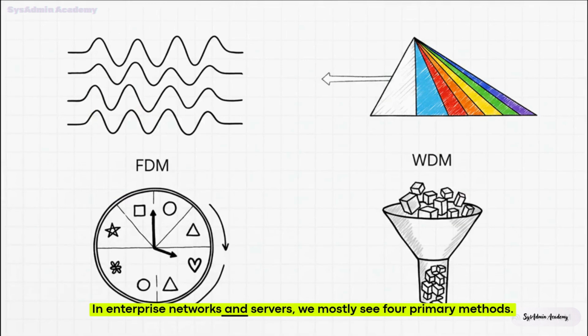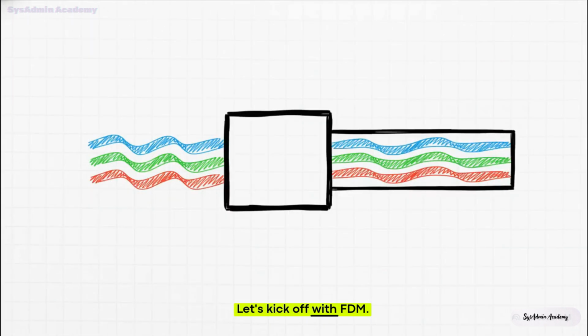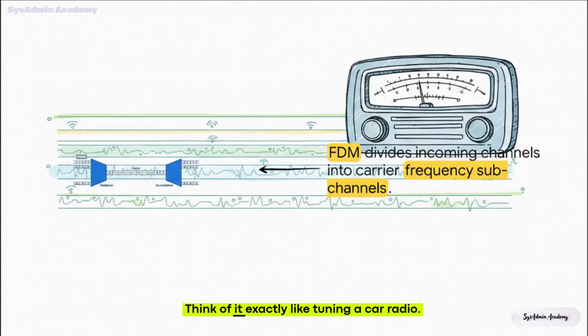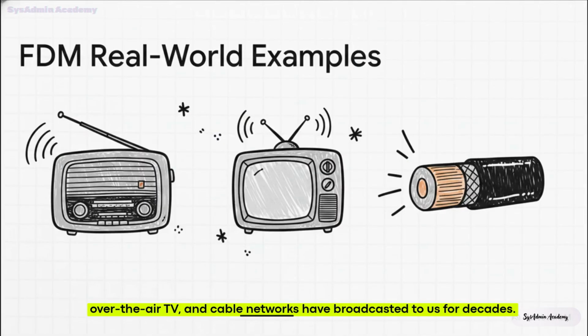In enterprise networks and servers, we mostly see four primary methods: FDM, WDM, TDM, and STDM. Let's kick off with FDM. Here, we divide incoming signals into specific, continuous frequency slots. Think of it exactly like tuning a car radio. Every single station gets its own dedicated frequency lane. That's literally how traditional radio, over-the-air TV, and cable networks have broadcasted to us for decades.